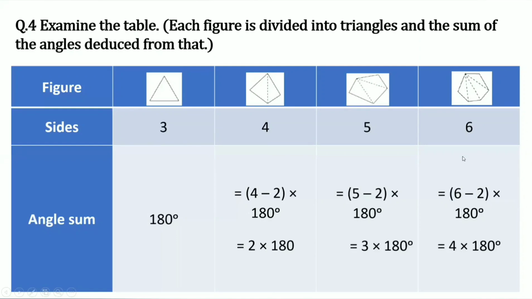And here for the hexagon, it is 180 into 4 because the hexagon has 6 sides and n is equal to 6. So 6 minus 2 into 180. So it is 4 into 180. 4 times 18 is 72. So it will be 720 degrees. Based on this, you have one more question in the same question number 4.